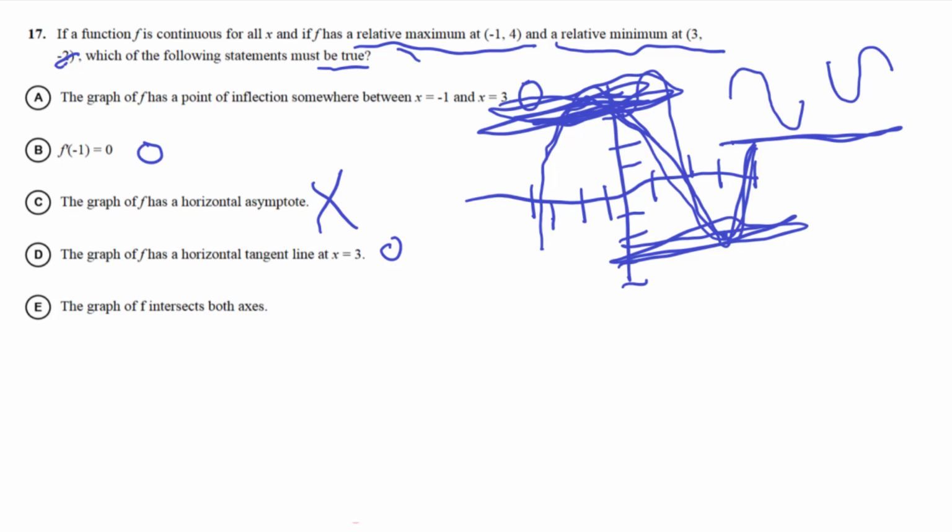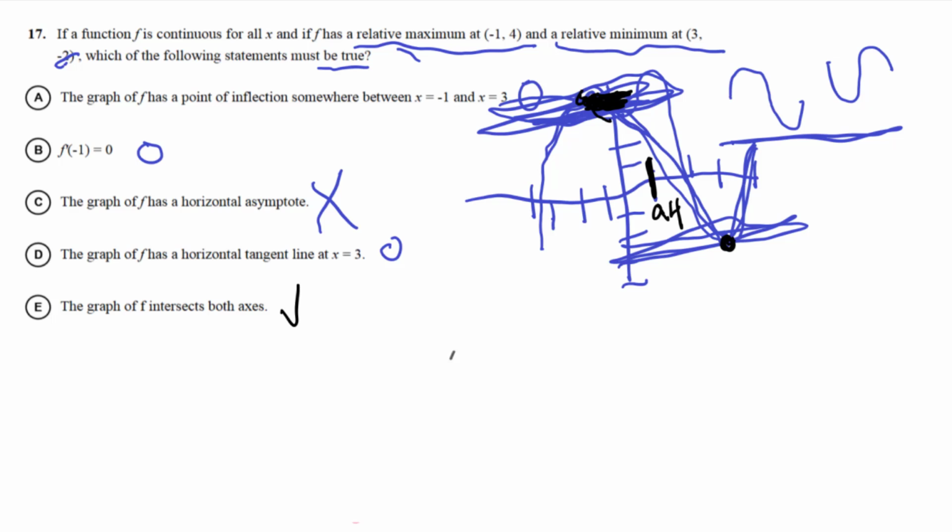And then E says the graph of f intersects both axes. We can see that there's a point at (-1, 4) right here, and (3, -2) right here. To get to this point, any path has to go through the y-axis and also through the x-axis, because they're in different quadrants. This one is in quadrant 2, and this is in quadrant 4. So this is almost definitely true. So we have 4 answers right now.